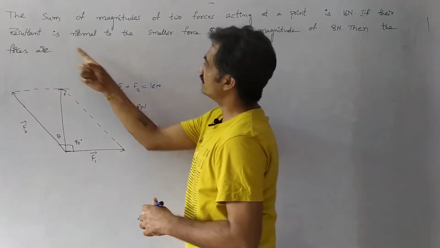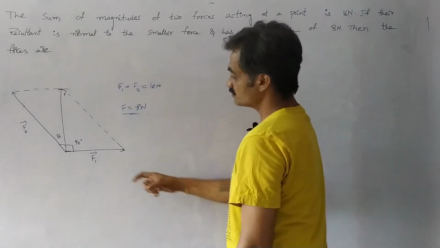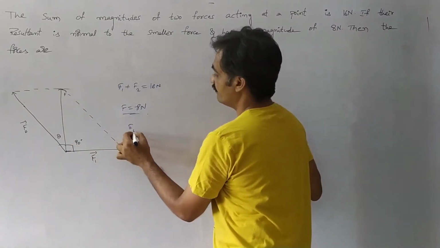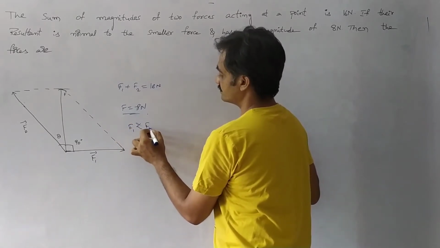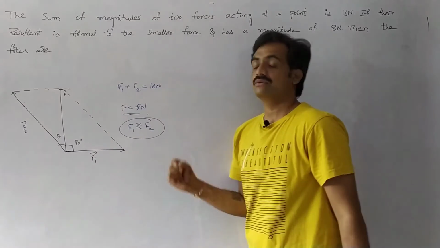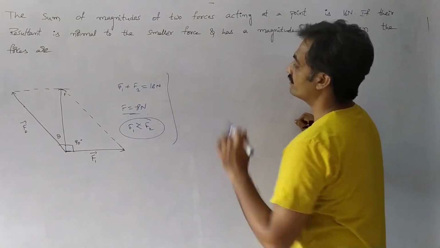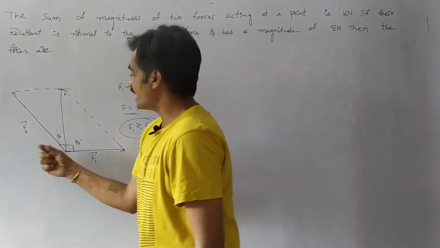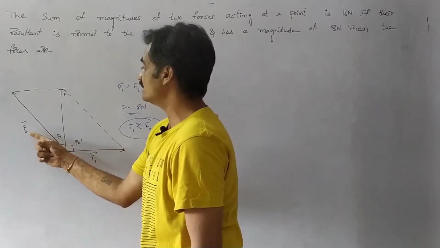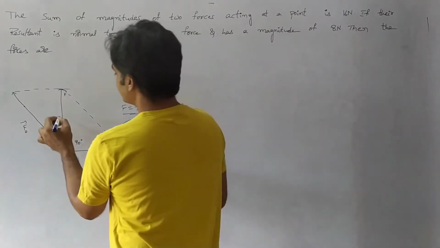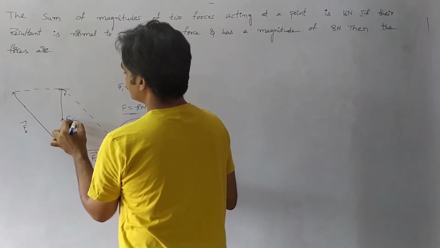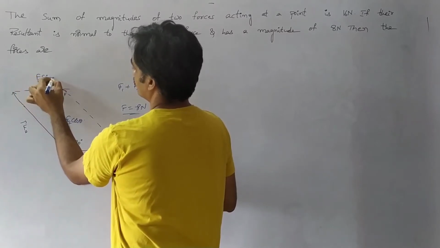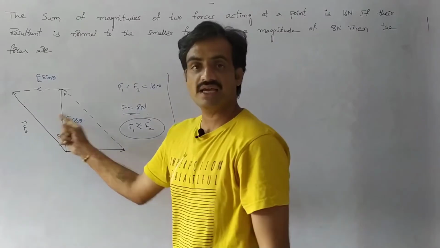He has given that the resultant is normal to the smaller force. Observe that the resultant force is normal to F1. Based on that we can say that force F1 is less than F2. Now we have to find the values of F1 and F2. Observe that F2 makes an angle of theta with the vertical axis. F2 can be resolved into components F2 cos theta and F2 sin theta.